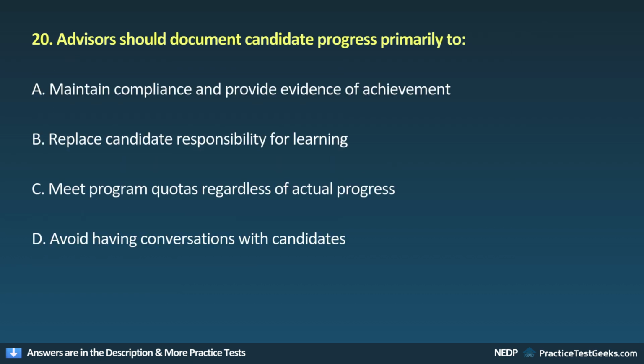20. Advisor should document candidate progress primarily to A. Maintain compliance and provide evidence of achievement. B. Replace candidate responsibility for learning. C. Meet program quotas regardless of actual progress. D. Avoid having conversations with candidates.